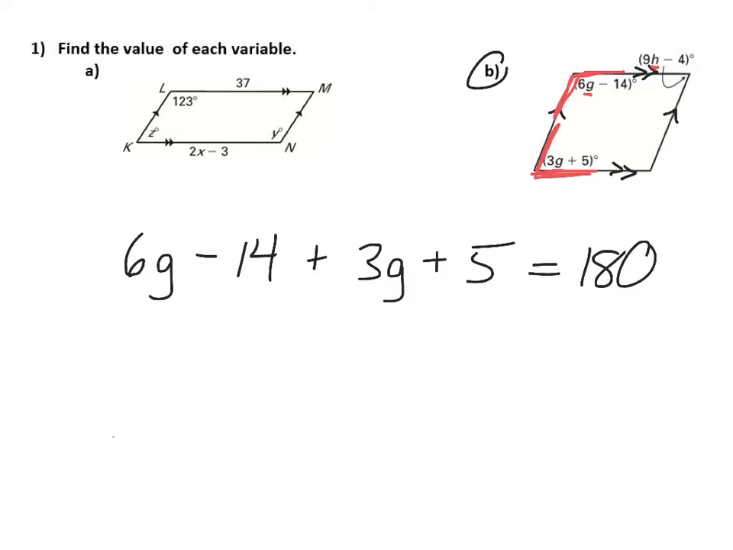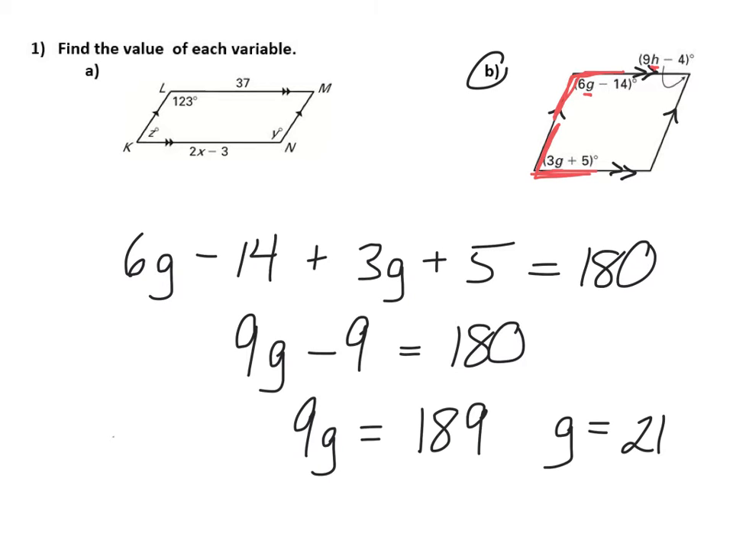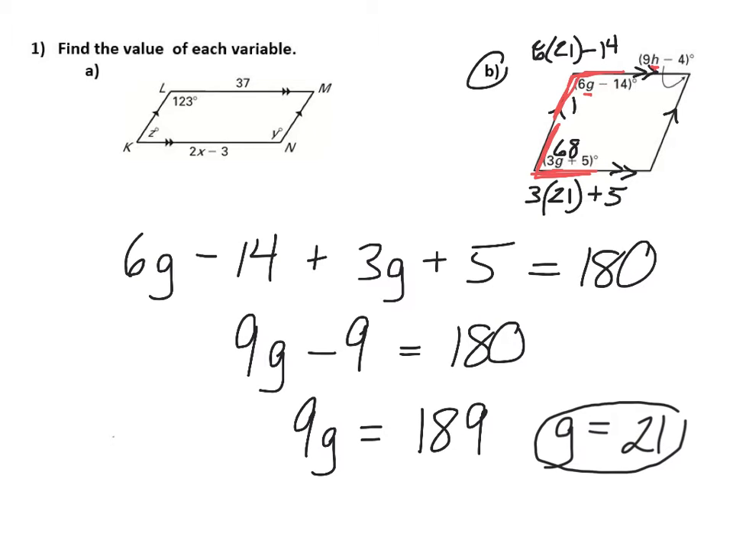Now that I have an equation set up to solve for g, I can go through and solve for that variable. Once I've solved for g, I can go back to my picture and plug this value in. It looks like down here I would have 3 times 21 plus 5, which gives me 68 for this lower angle. And then I would have 6 times 21 minus 14, which is going to give me 112.